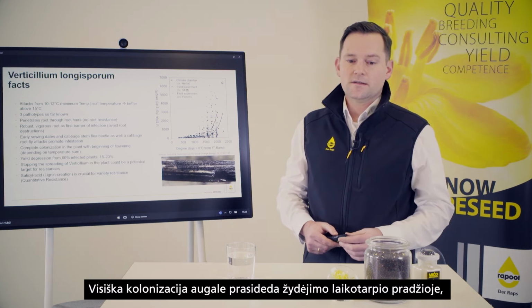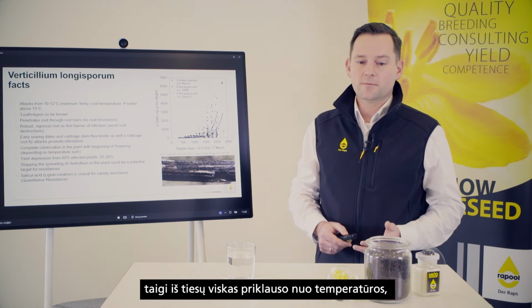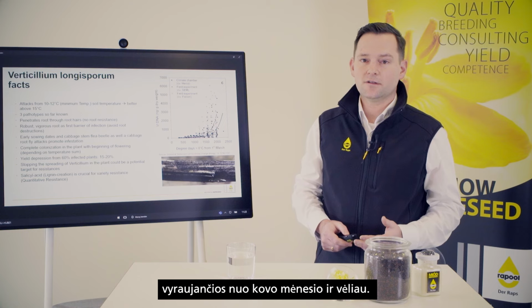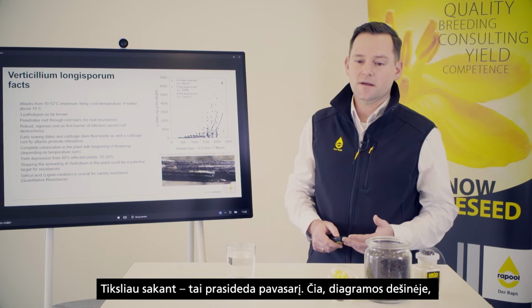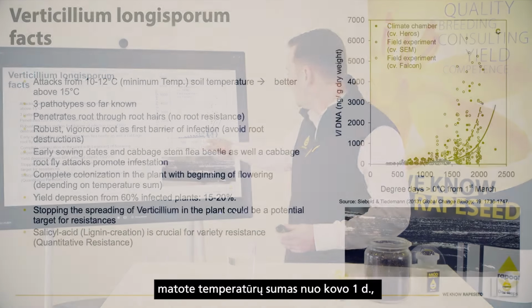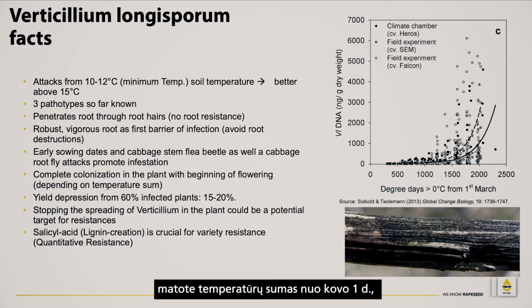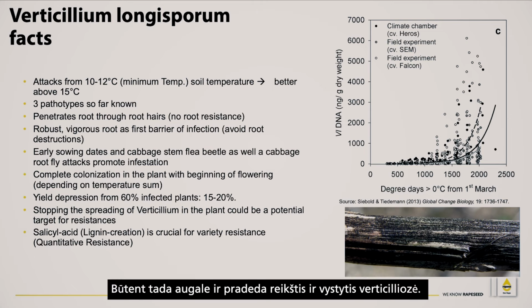A complete colonization in the plant will start with the beginning then of the flowering period. So really depending on the temperature that we have from March on. So really then from the spring on. You can see it here at the right graph. These are the degree days from the 1st March, and you can clearly see when we have reached 1,500 or 2,000 degree days in summer. This is when the attack of verticillium and the development in the plant really starts. And then we can also see the first symptoms of this disease.